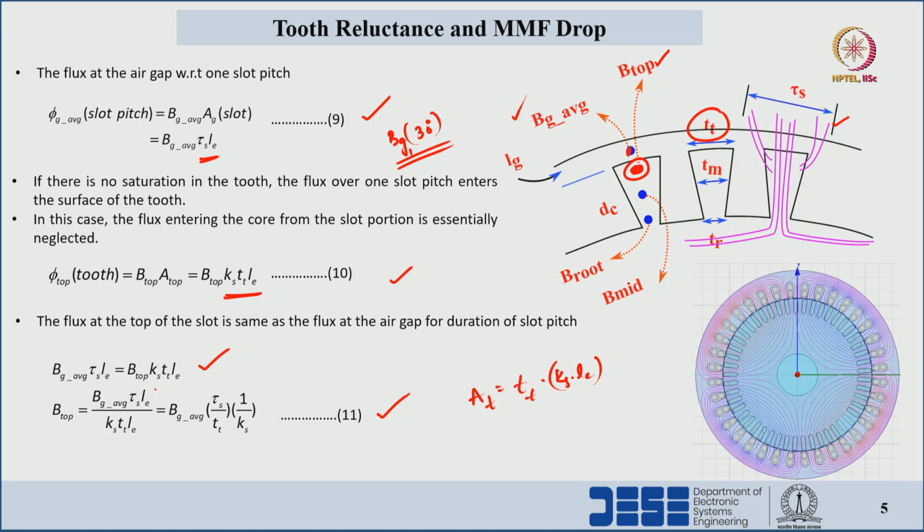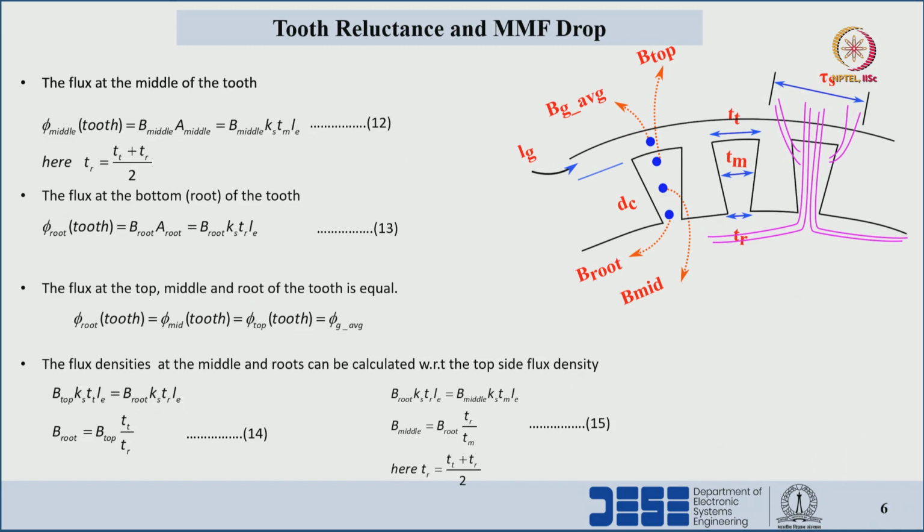So, finally, we can get the equation with respect to the B top and Bg average, the flux density at the tooth top and the flux density with respect to the air gap relation, based upon equation number 11. Now, we will calculate the flux at the middle point of the tooth.